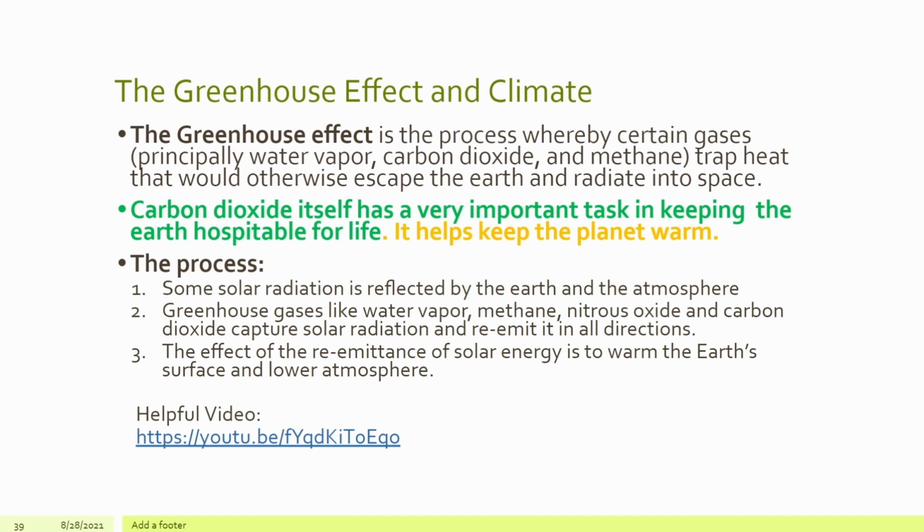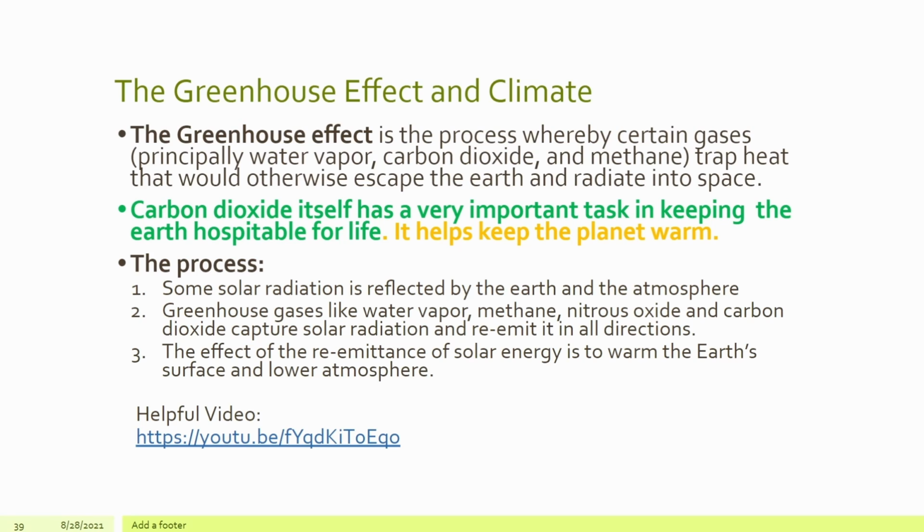So not all of those gases, not all of the water vapor, carbon dioxide, and methane, do make it into space. They get kind of hung up in the atmosphere and they trap heat that's also trying to get into space. So carbon dioxide itself has a very important task in keeping the Earth hospitable for life, or keeping it warm enough for us to live. So it helps keep the planet warm.